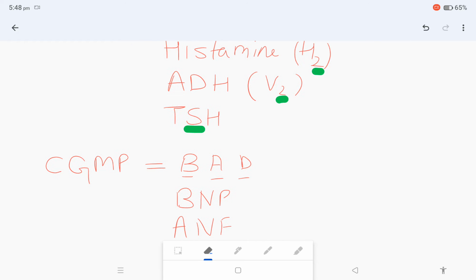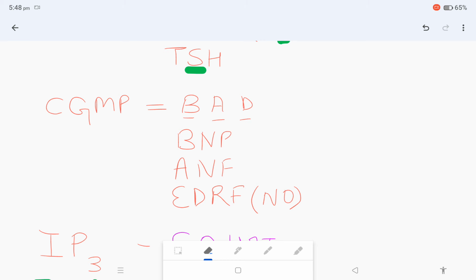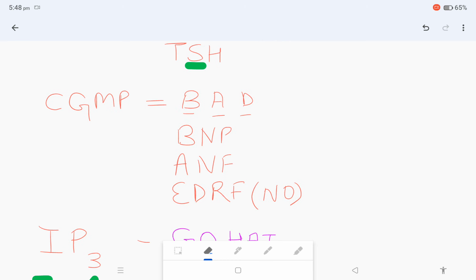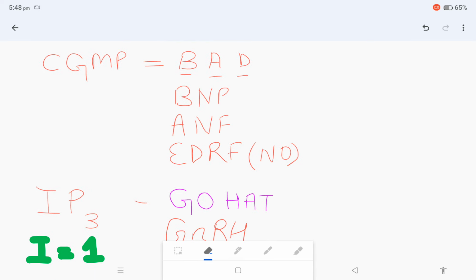Then next we have the cyclic GMP. Cyclic GMP is basically linked with the hormones that cause the dilation, vasodilation basically. So what are these? Brain natriuretic peptide, ANF, and EDRF, that is endothelial derived relaxing factor, and that is for the nitric oxide. So NO, ANF, and brain natriuretic peptide, that is linked with the cyclic GMP.